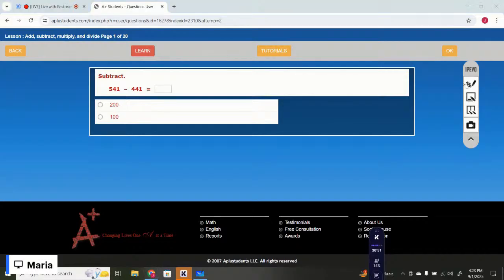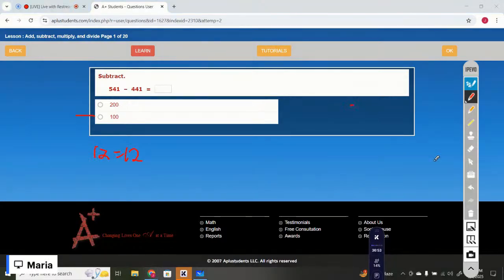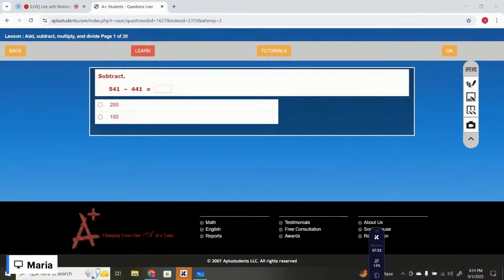541 take away 441. 1 take away 1 is 0. 4 take away 4 is 0. And 5 take away 4 is 1. So 541 take away 441 is 100. Option number 2 is the correct option.